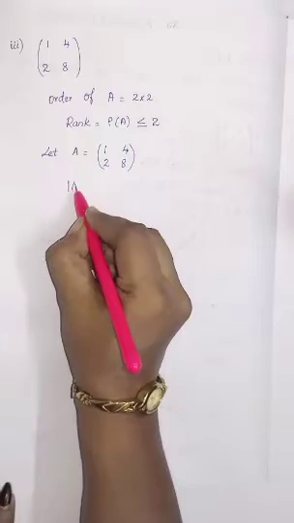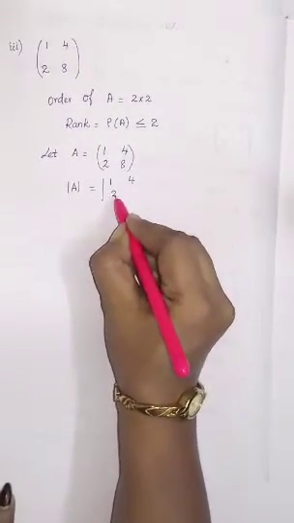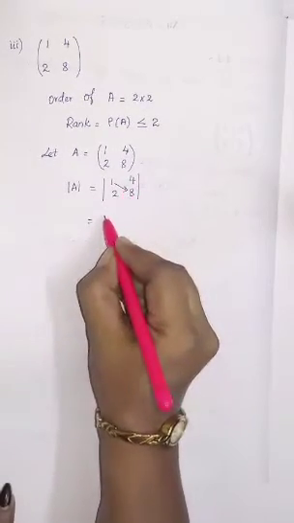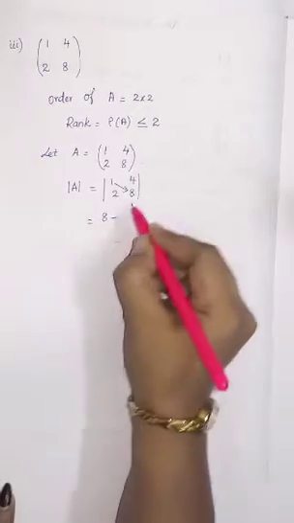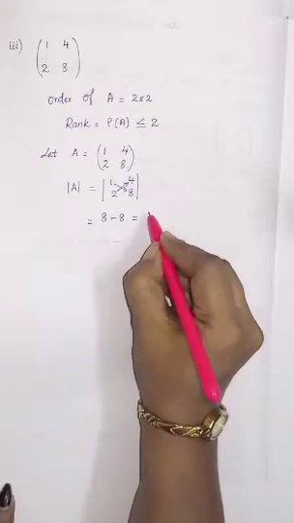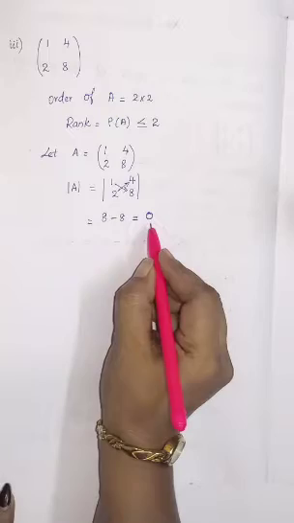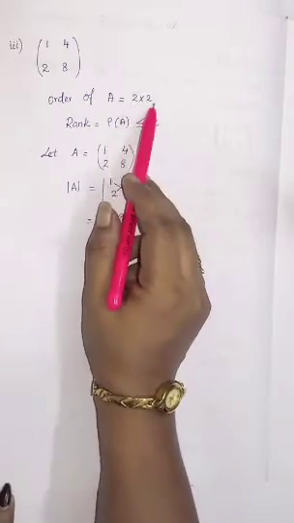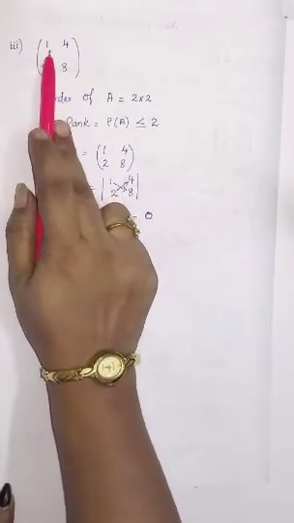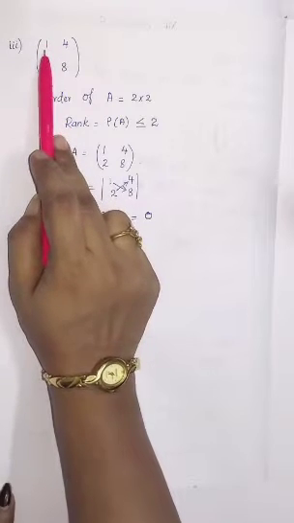Now the determinant of A we'll have to find, which is equal to determinant of 1, 4, 2, 8. So the value of the determinant is 1 into 8 is 8 minus 2 4s are 8. 8 minus 8 is equal to 0. Now we can see we have got the answer as 0. So therefore the rank cannot be 2. So we'll have to see single elements, that is 1 by 1, 1 row and 1 column we'll have to see.